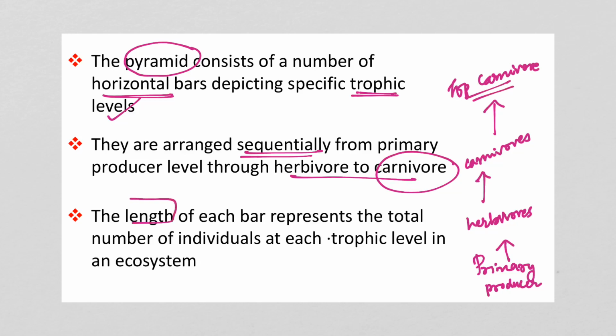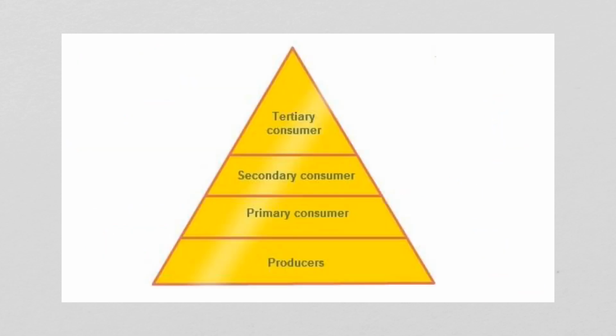Now the length of each bar represents the total number of individuals at each trophic level in the ecosystem. So the length of each bar, we have seen that the bar is horizontal, represents the total number of individuals at each trophic level in the ecosystem.